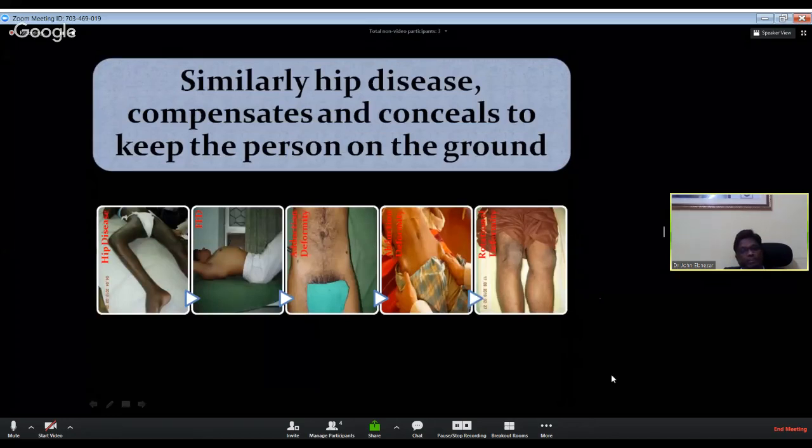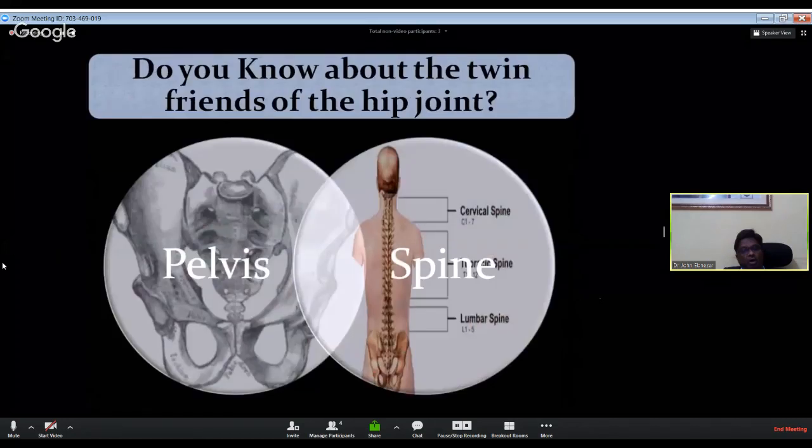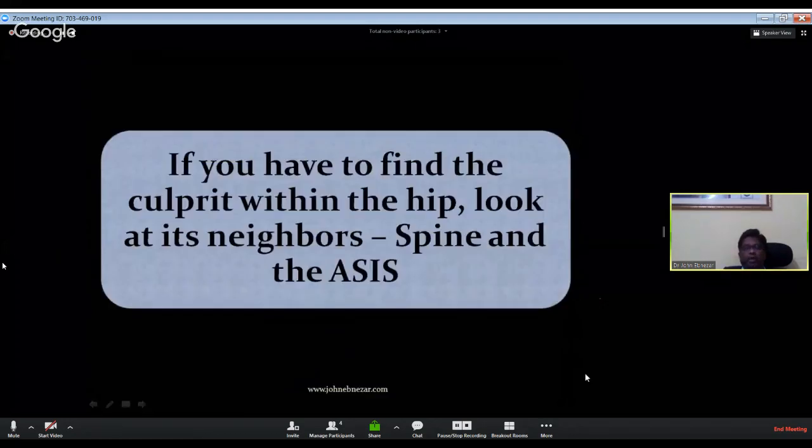The joint is having pathology, but the hip joint wants the person to continue. It wants that person to go around, just not lie on the bed. So the person can carry out some compensation. How does this compensation happen? You know that the hip joint has two big friends, very great friends. One is the pelvis, the other is the spine. These are the two friends who will try to help the hip joint in the disease.